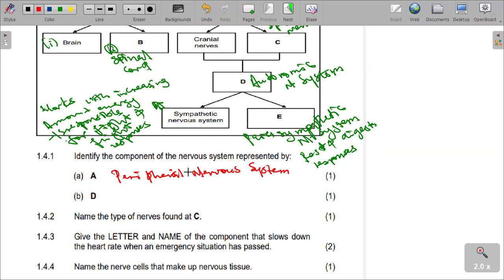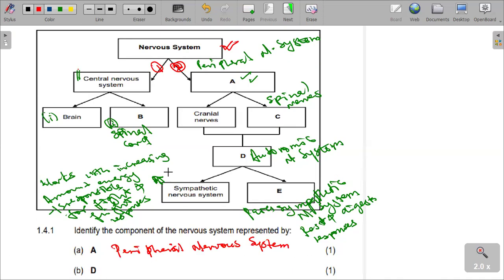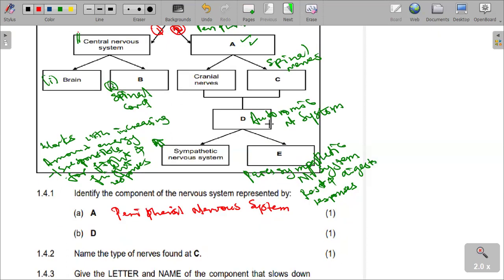That is what we mean by the peripheral nervous system. As we can see there, the human nervous system is divided into central and peripheral, which dissects into the cranial nerves and also the spinal nerves. And then the next question.